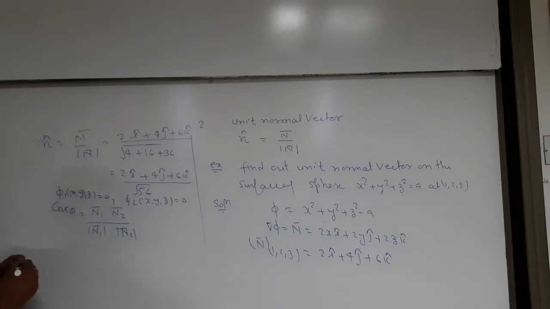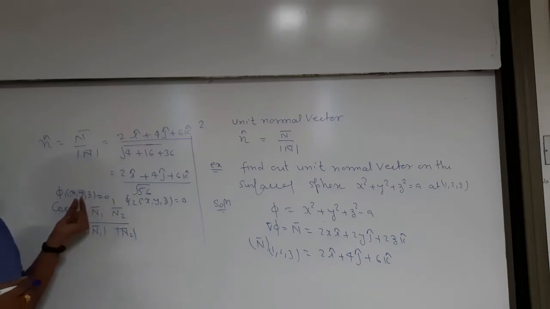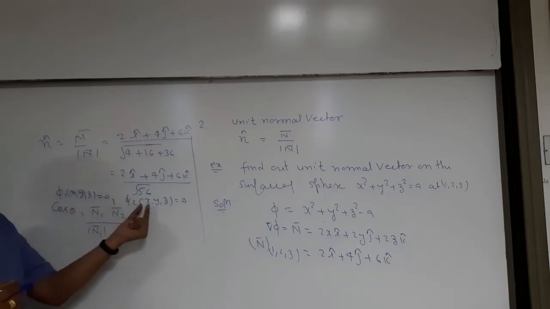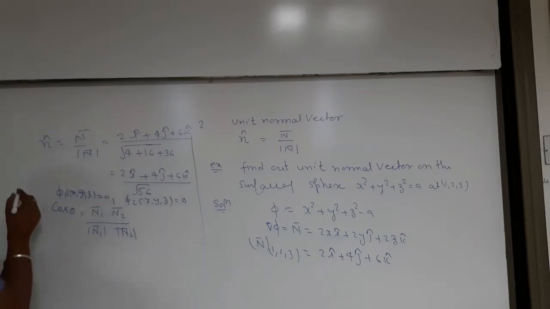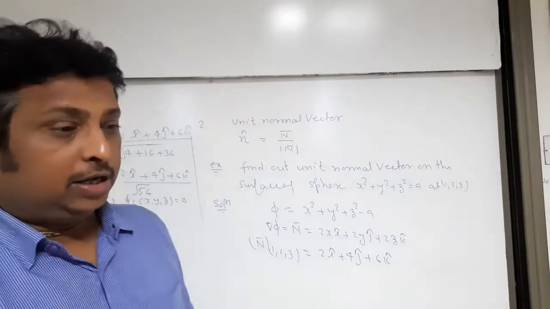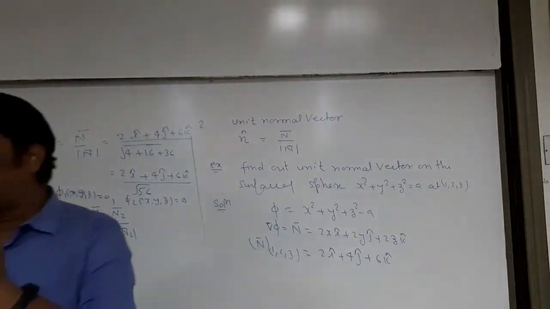So what is n1? Gradient of phi 1. Easily we can calculate. Find out the gradient of phi 2, meaning the second surface. Gradient of the first surface, gradient of the second surface. You have n1, n2. Take the dot product, divide by their moduli. That is the angle between the surfaces. This is the third property, and I hope you can do it easily.